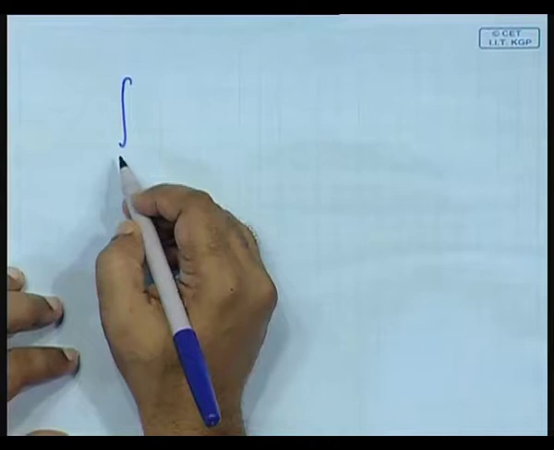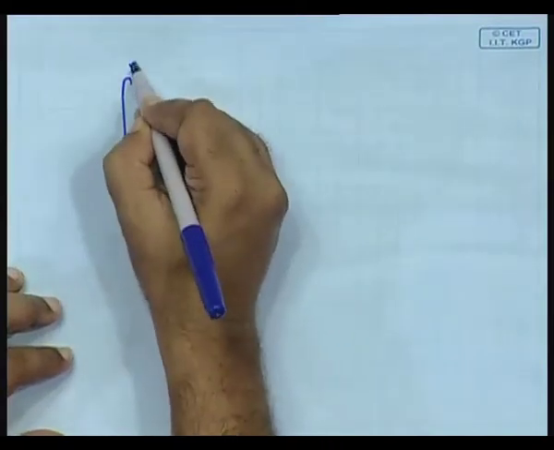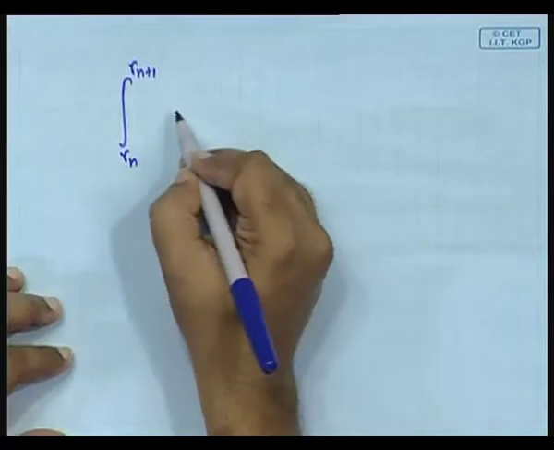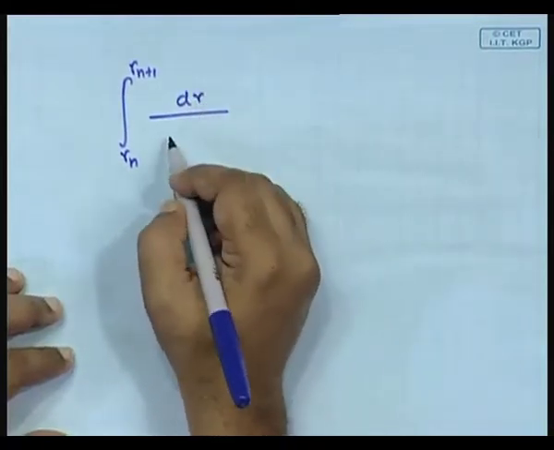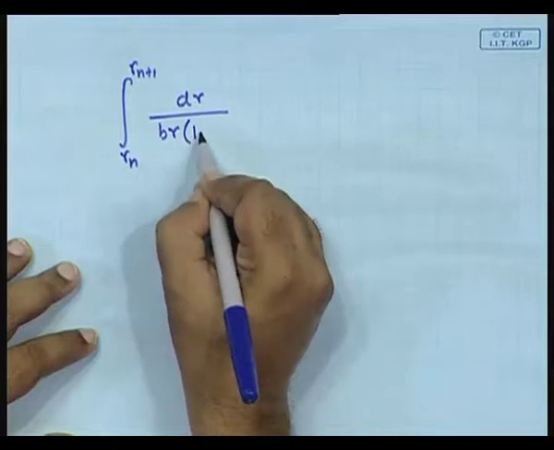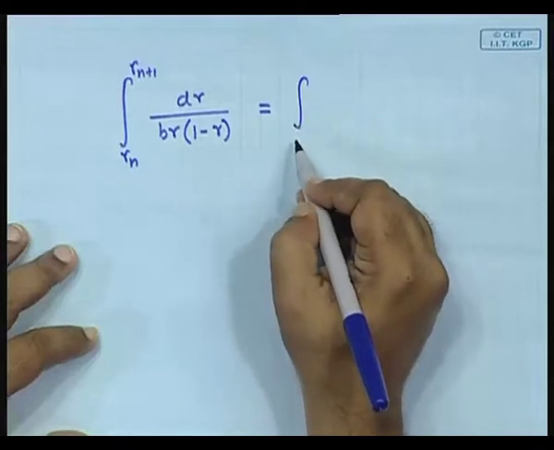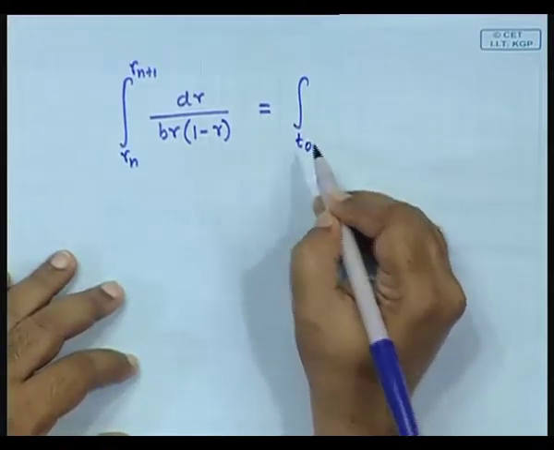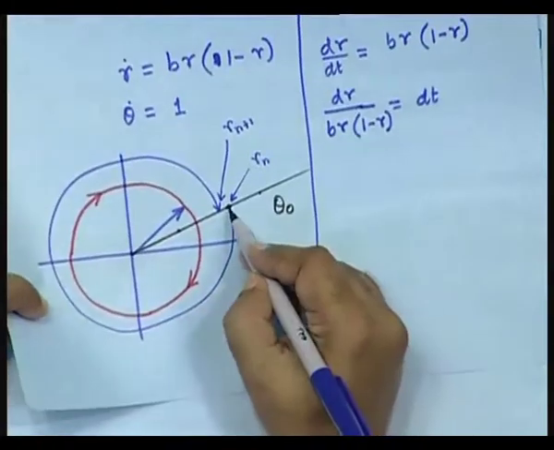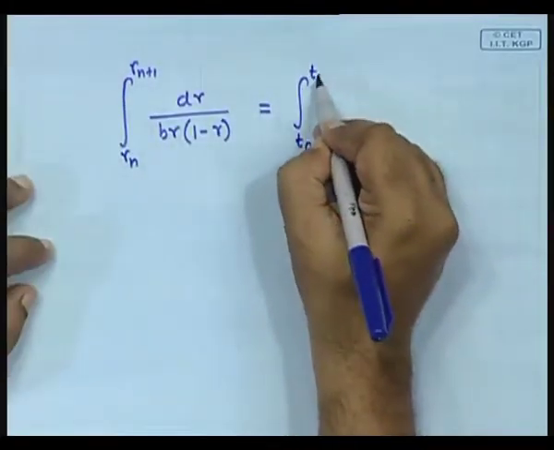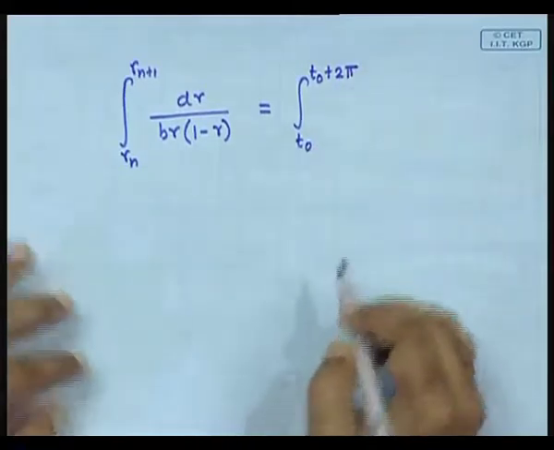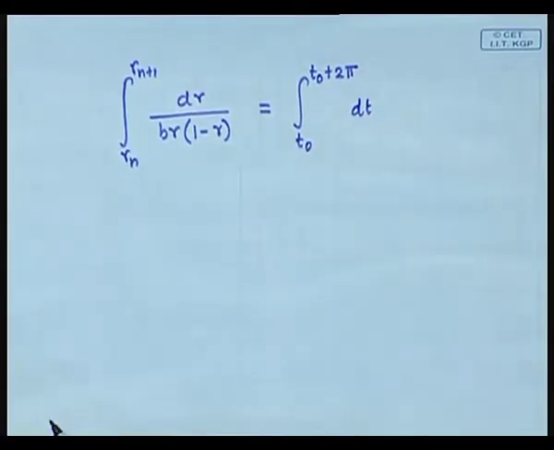So, the limits of the integration would be, this is Rn to Rn plus 1, what are we integrating? Dr divided by br(1 minus r) is equal to, t is integrated over some t naught initially, some time here, to t naught plus twice pi, dt. Okay. Now, do this integration. You know how to do the integration better than me.